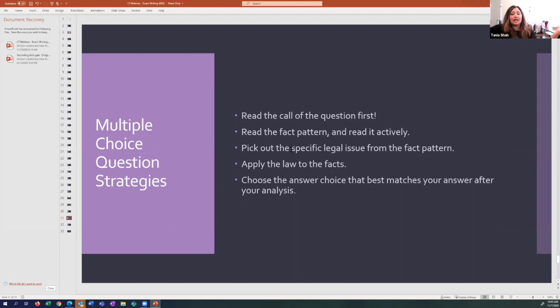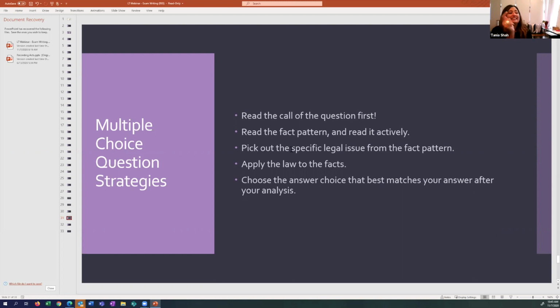Then we're going to read the fact pattern actively. Let's pick out keywords. All the things that we talked about that would help you issue spot on an essay exam are the same ways you are going to issue spot on multiple choice. There's no difference, right?